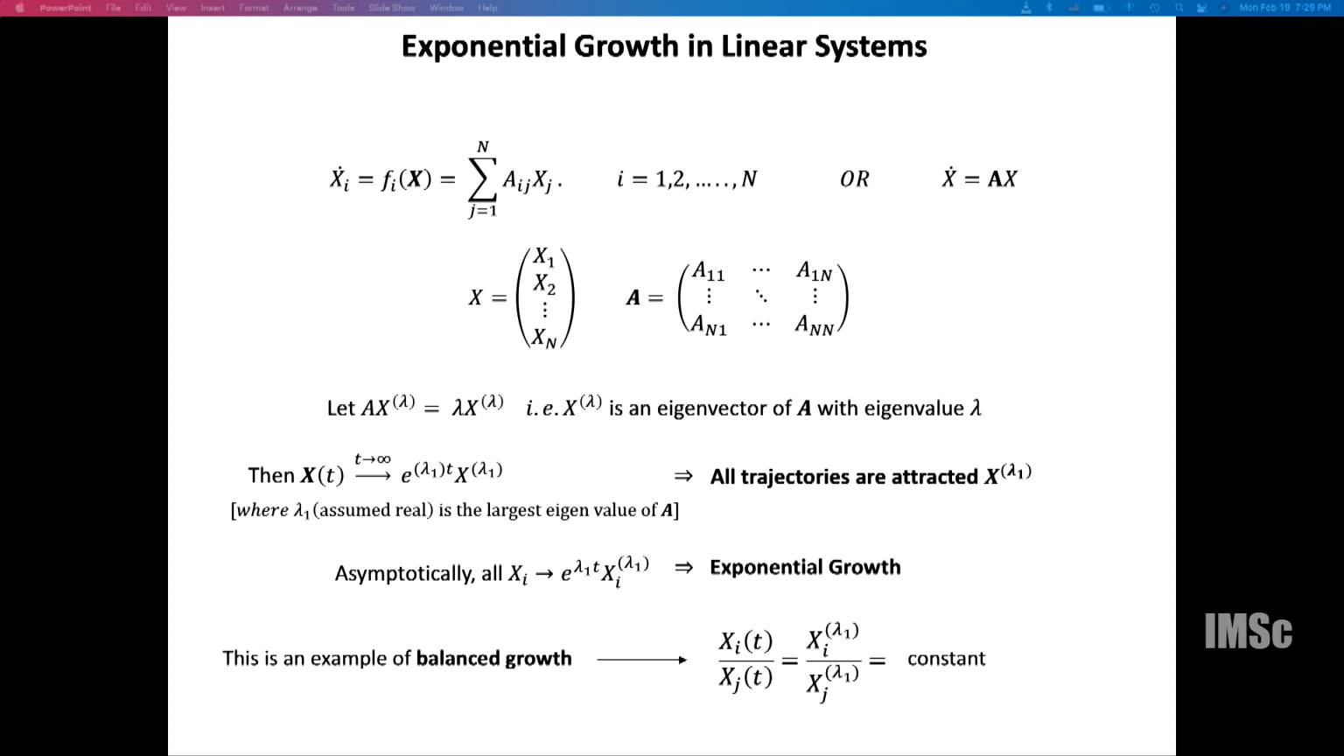Once it has reached that attractor, because it's an eigenvector, all xi grow with the same rate, e to the lambda 1 t, times xi of lambda 1. The components of the eigenvector are the relative populations of all the species. If these xi are populations of species obeying this linear equation, then the ratios of the populations are preserved, and that's what we want. That's what we would call balanced growth.